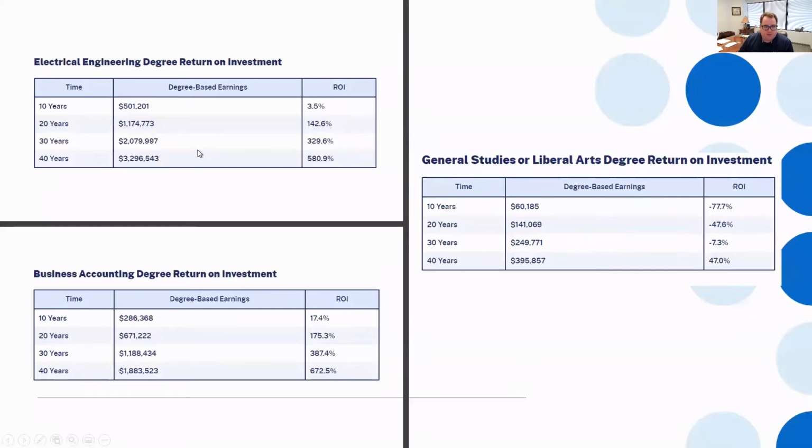Some more examples in that. Electrical engineering degrees, return on investment. In the first 10 years, 3.5%, but over 40 years, 580%. General studies, you can see it's negative for a good part of the career, and liberal arts degrees negative for a good part of the career on the average of students that came out with that.